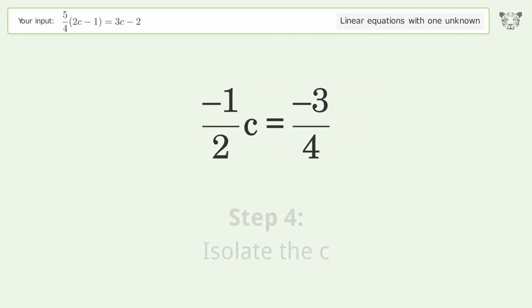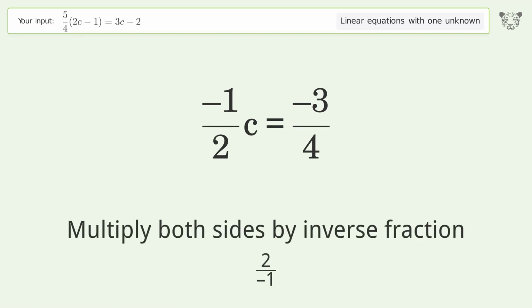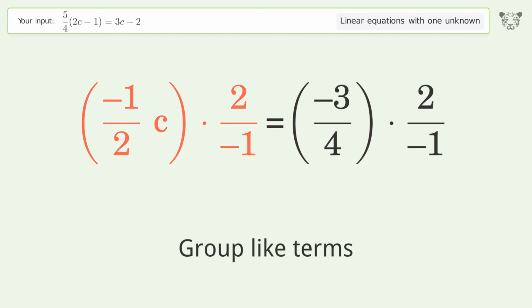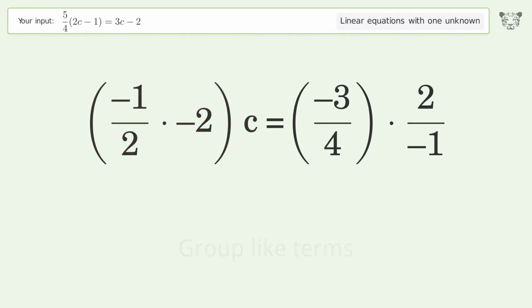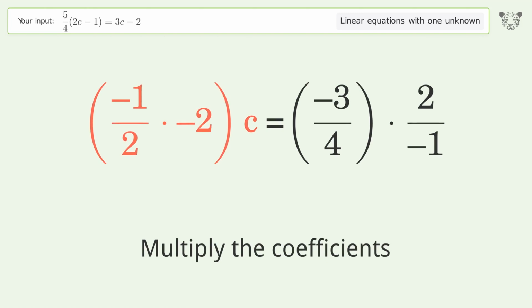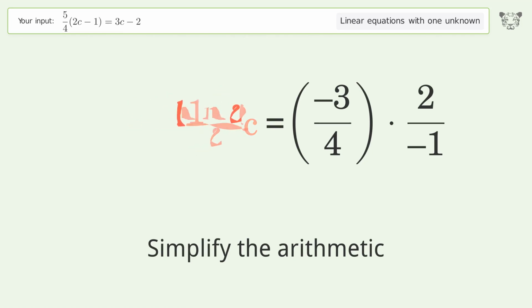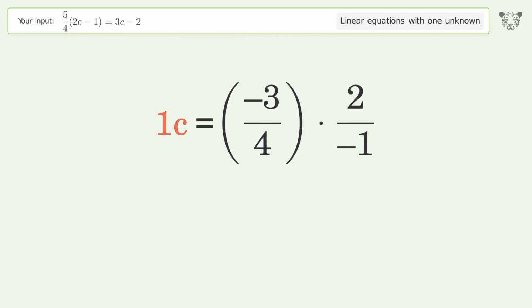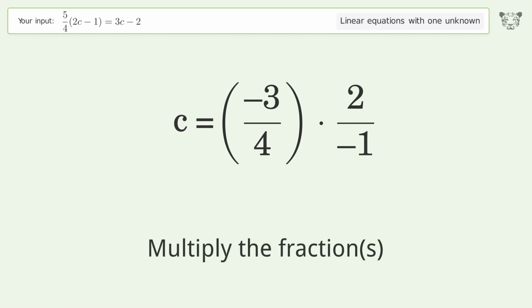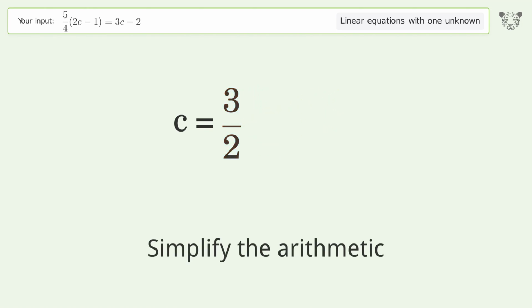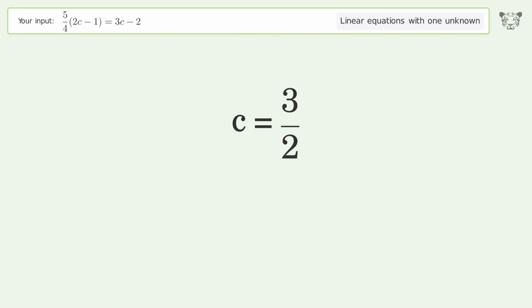Isolate the c. Multiply both sides by inverse fraction 2/(-1). Group like terms. Multiply the coefficients. Simplify the arithmetic. Multiply the fractions. Simplify the arithmetic. And so the final result is c equals 3/2.